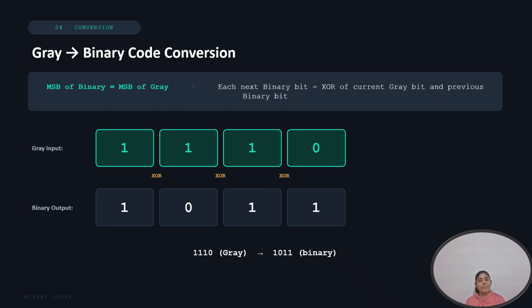Next, what you have to do? The current value should be XORed with the earlier value, right? What is your current value? 1. What is your earlier previous value? 1. What is 1 XOR 1? It is 0, right? Next, 1 XOR 1. What is 1 XOR 1? It is 1. So the last one is 0 XOR 1. That is also 1. So what is the value? 1011. This is the way you have to convert gray to binary representation.